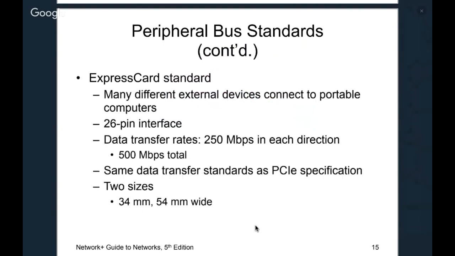It's a 26-pin interface. Most of the time you would leave the card in the device because those pins could bend easily inside the computer or laptop. Transfer rates for that time and day were pretty high, 250 megabits per second, or 500 megabits total, the same transfer rates as a PCI Express card. And that's the size, which is roughly the credit card size configuration.